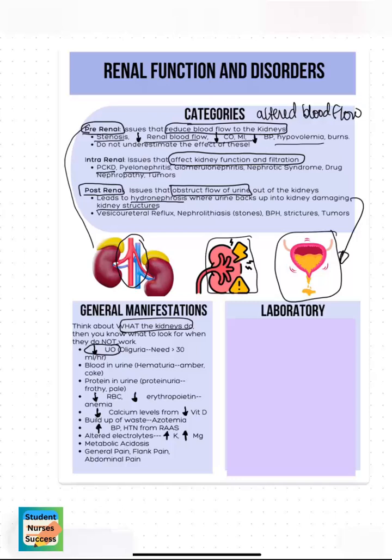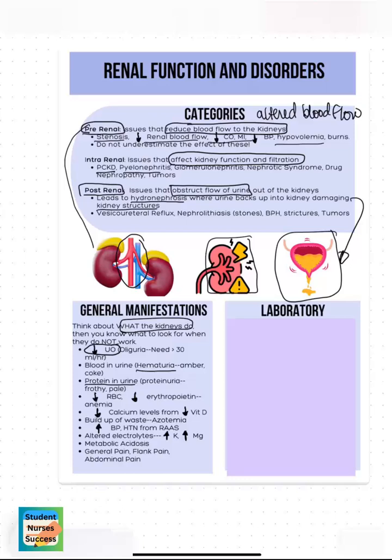Sometimes we see hematuria or blood in the urine with some of our disorders. Blood in the urine looks amber, maybe Coca-Cola colored. Protein in the urine or proteinuria will make maybe pale, frothy, bubbly urine. When the kidneys are not able to hang on to the protein and protein is falling through into the urine, that's a sign our kidneys are not functioning well.